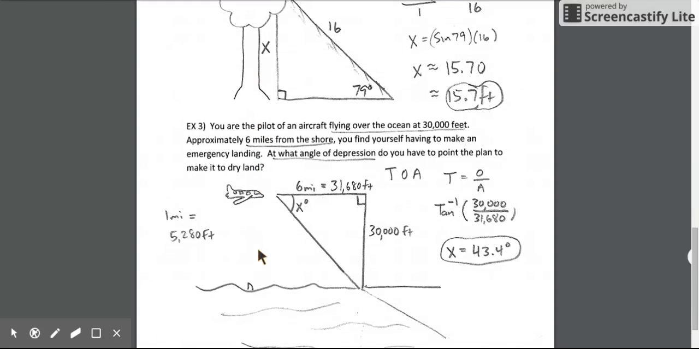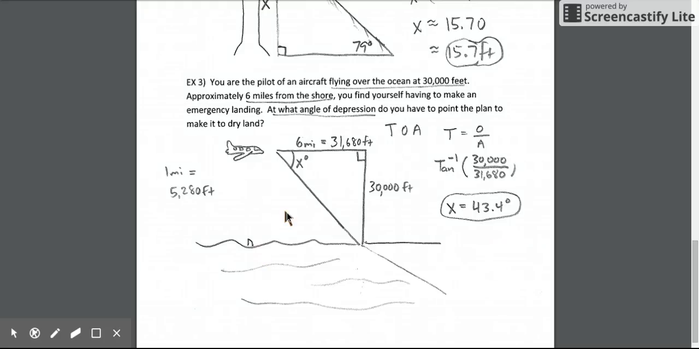All right, one more example. This time we're piloting an aircraft. Our altitude, or the height at which we're flying, is 30,000 feet. So a height or an altitude is a vertical length. That'll be that side of our right triangle. We are 6 miles away from the shore. That would be our ground distance. At what angle of depression are we going to have to tip the nose of our plane down so that we can make the landing?